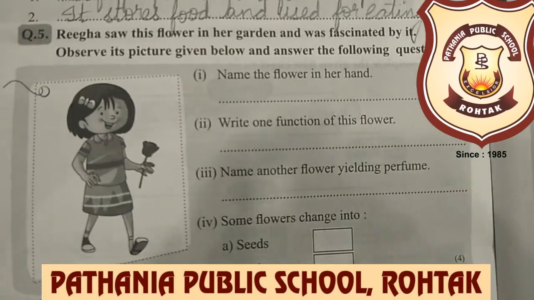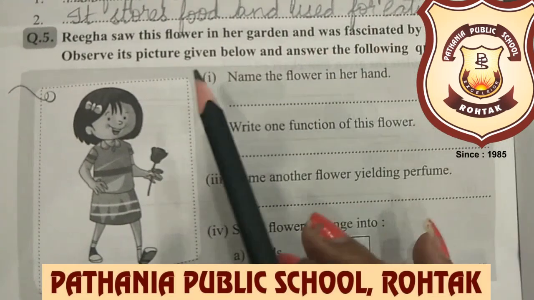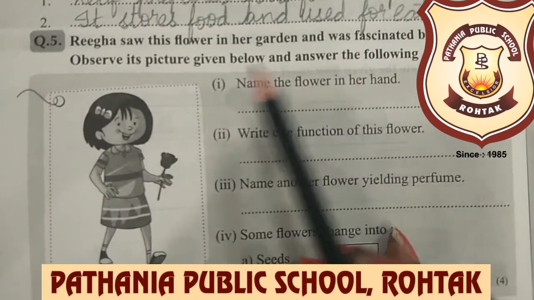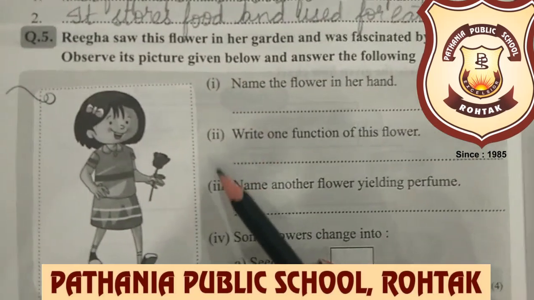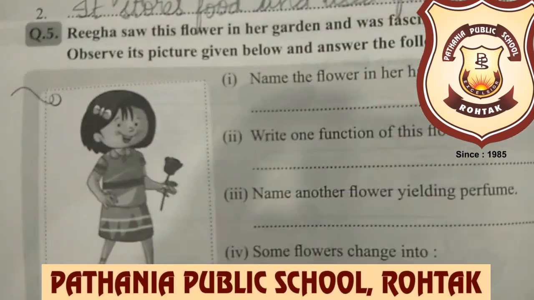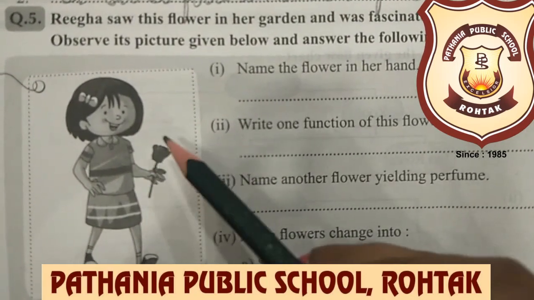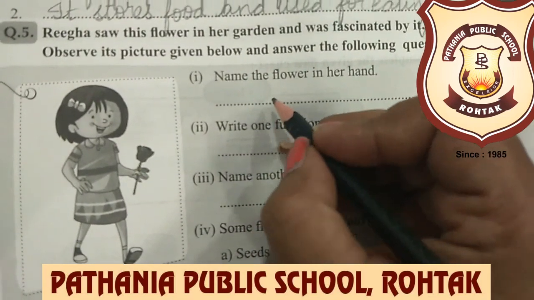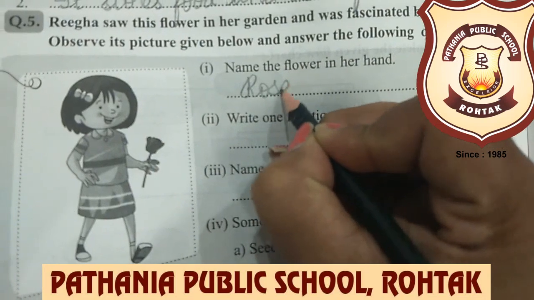Now fifth question. Riga saw this flower in her garden and was fascinated by it. She saw this flower and she got attracted with it. Observe this picture given below and answer the following questions. First of all, identify the flower. Which flower is she holding in her hand? Tell me, name the flower in her hand. Yes, correct. It is rose. So write down here rose.